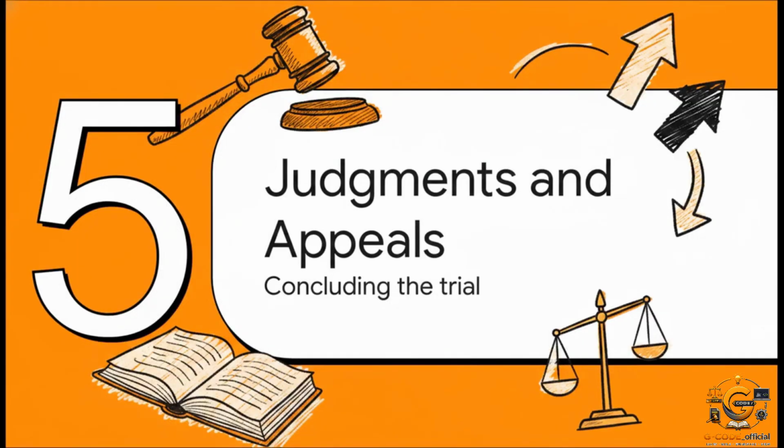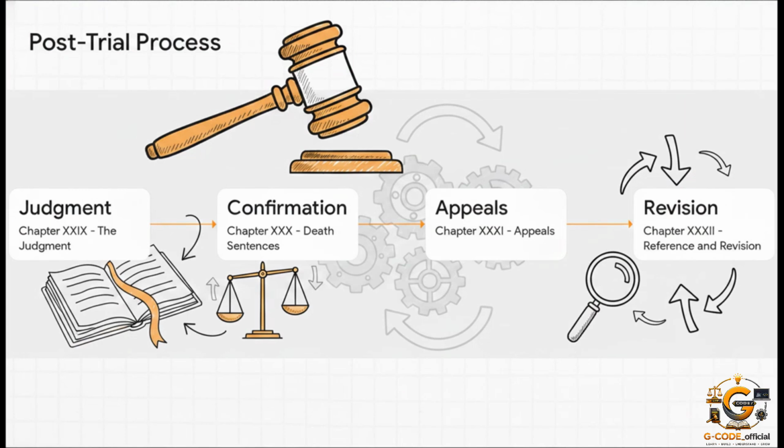Now for Section 5, Judgments and Appeals, concluding the trial. This sequence right here represents the judicial scrutiny phase. It literally walks us step by step from the formal judgment in Chapter 29 over to Chapter 30, which requires a higher court to actually confirm death sentences, which is a massive constitutional safeguard, by the way. From there, we go straight into Chapters 31 and 32, which provide the legal avenues for appeals, reference, and revision. The BNSS builds in all these layers just to ensure fairness and catch any judicial errors.